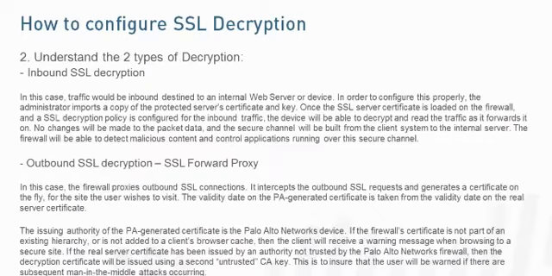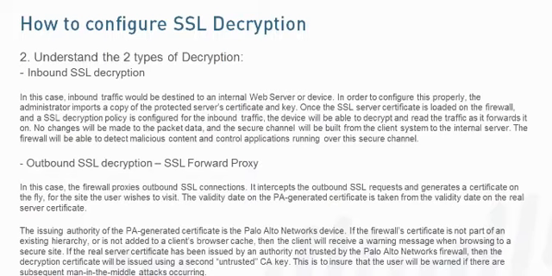Number 2 is to understand the two types of decryption. Inbound SSL decryption. In this case, inbound traffic would be destined to an internal web server or device. In order to configure this properly, the administrator imports a copy of the protected server's certificate and key. Once the SSL server certificate is loaded onto the firewall, and an SSL decryption policy is configured for the inbound traffic, the device will be able to decrypt and read the traffic as long as it forwards it on.